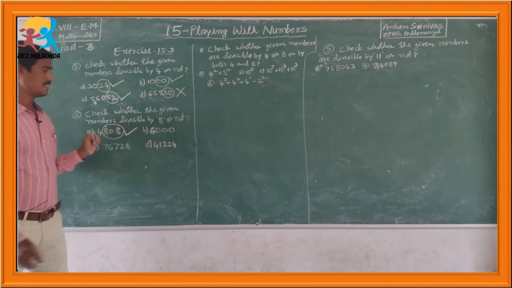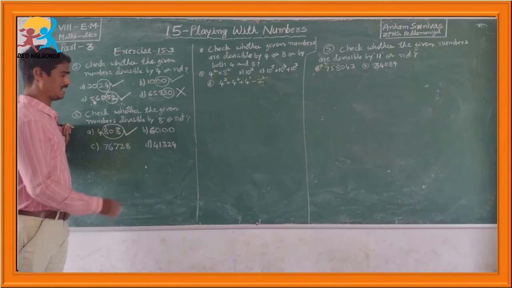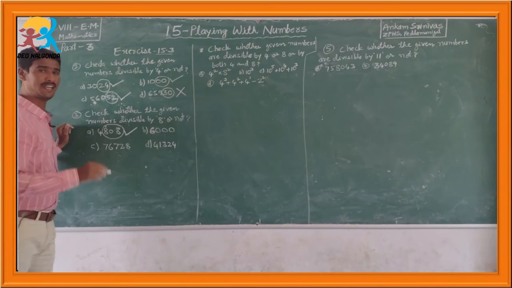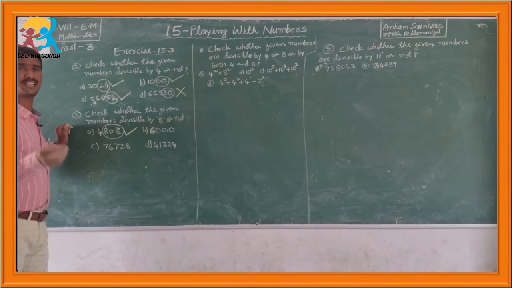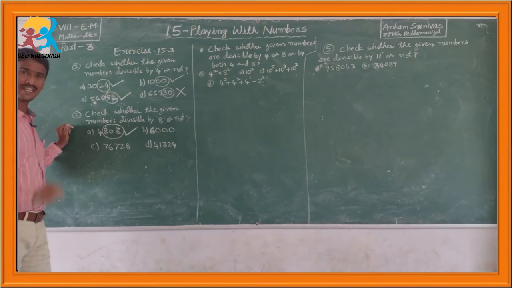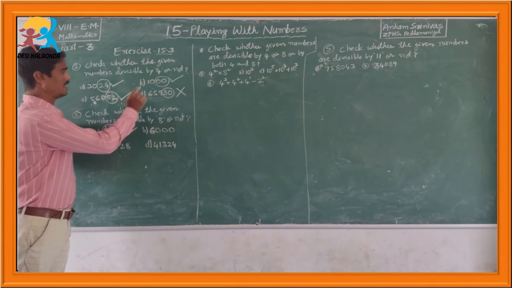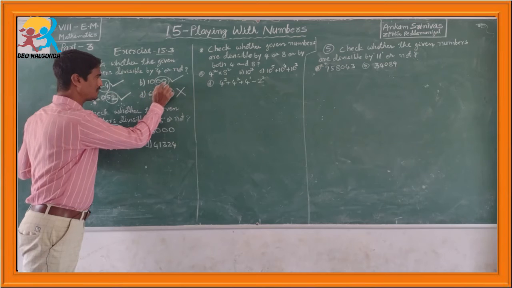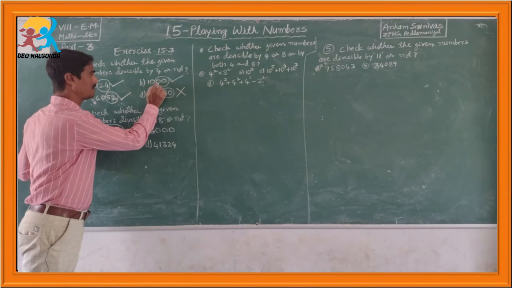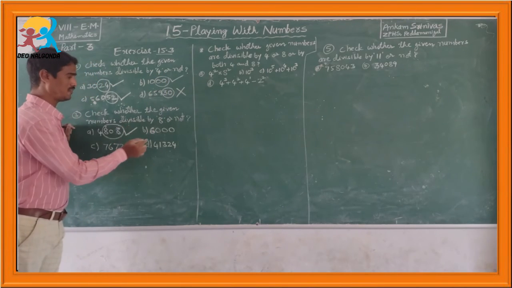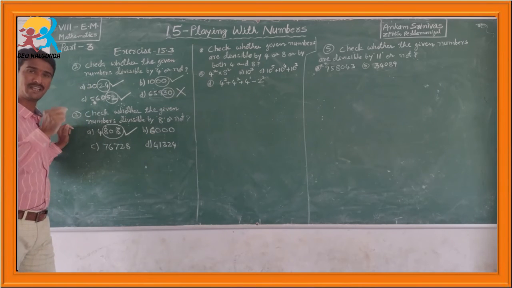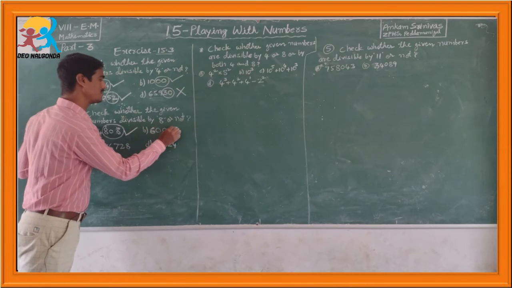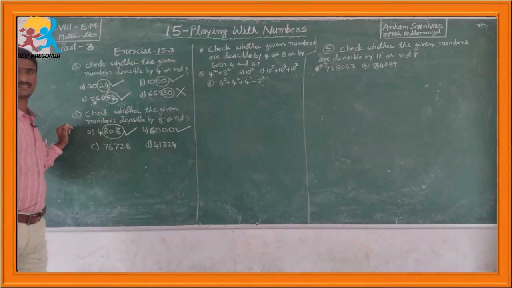Take the next problem. 6000. Dear children, if a number ends with three zeros, that number is compulsorily divisible by 8. If a number ends with two zeros, that number is divisible by 4. If a number ends with three zeros, that number is divisible by 8. So this number is divisible by 8.